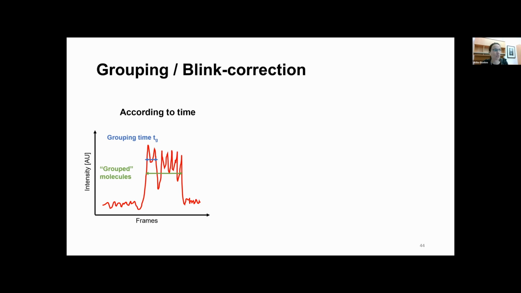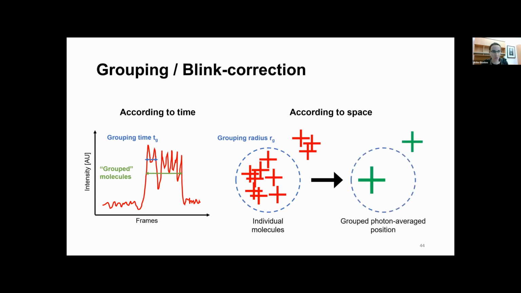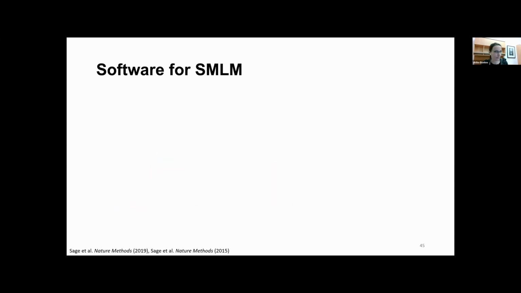But this is also a correction which will lower the number of fluorophores or of detected signals in general. But again, it's a good correction. And then there's also something called grouping in space. This can be done with a so-called grouping radius. This grouping radius allows you, in principle, to shift everything together, and you also have an overall higher certainty when you do the grouping in space.